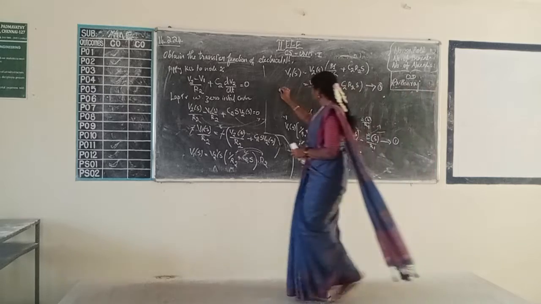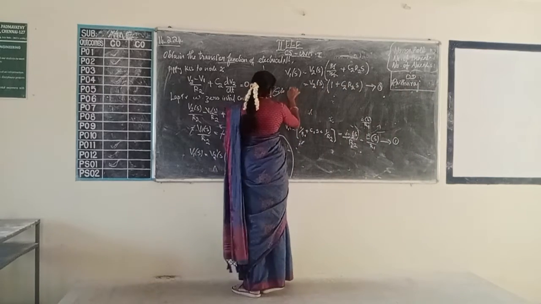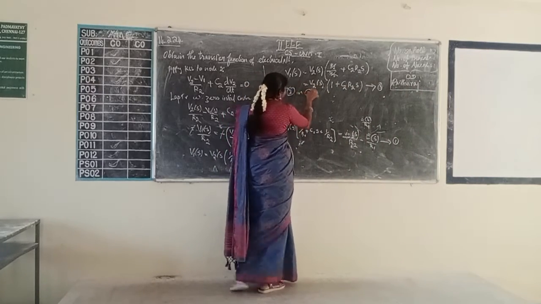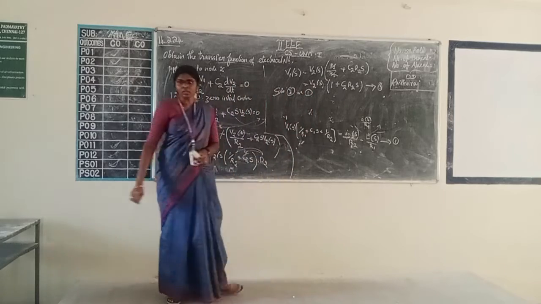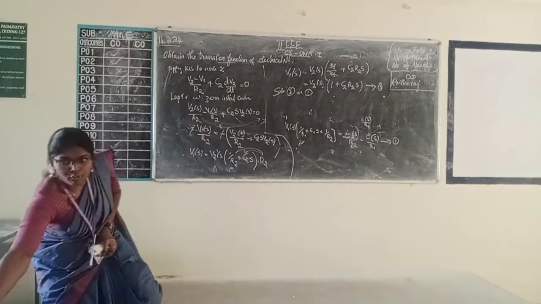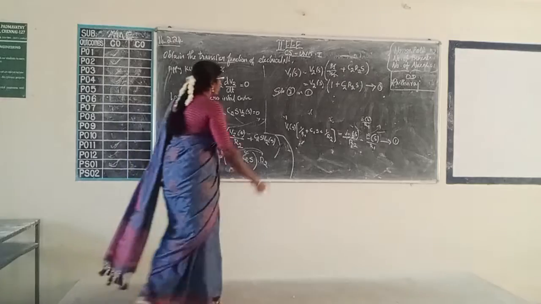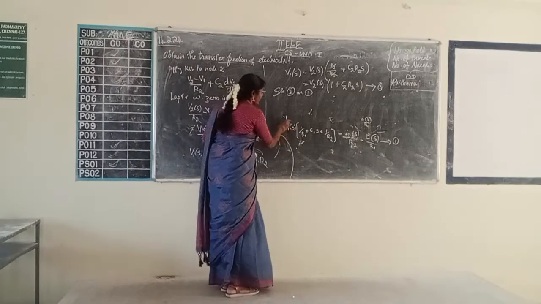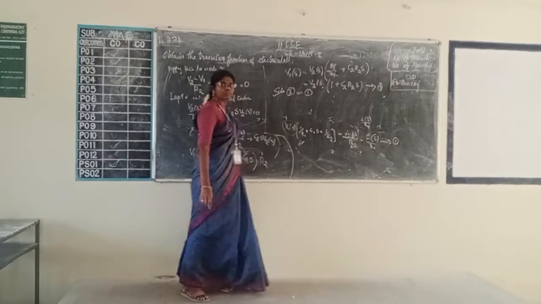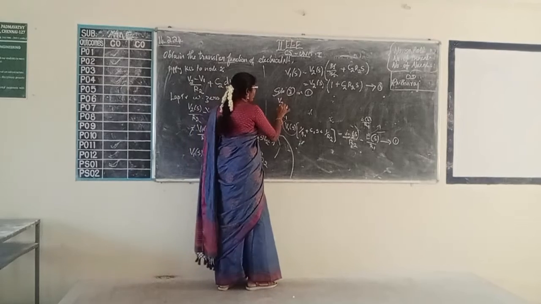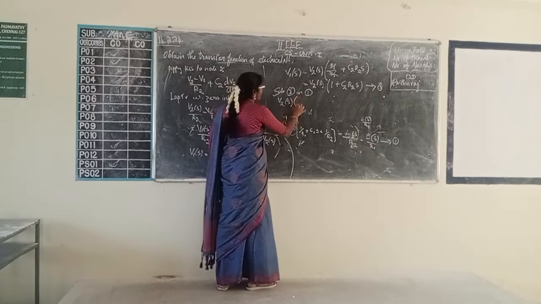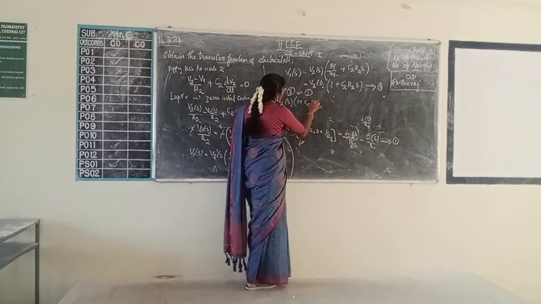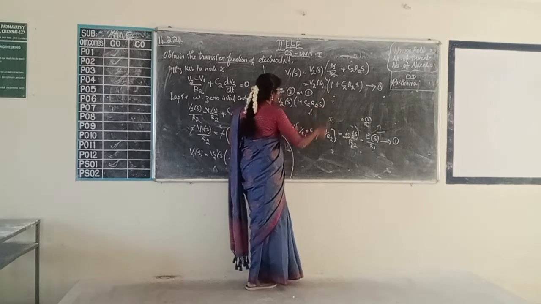Now substitute 3 in what? In the first equation. Okay, substitute the third equation in the first equation. So now, what will happen? In this place, we will substitute this term: V2 of S into 1 plus C2 R2 S.